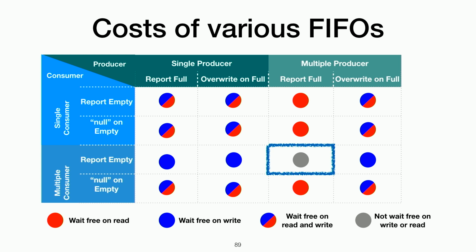I want to just point out this most general case. The most general case is multiple consumers, multiple producers, and the FIFO tells you when it's empty and tells you when it's full. And with that FIFO, you could theoretically build any of these other FIFOs. But it's also the most costly FIFO, right? It's not wait-free on push or pop.